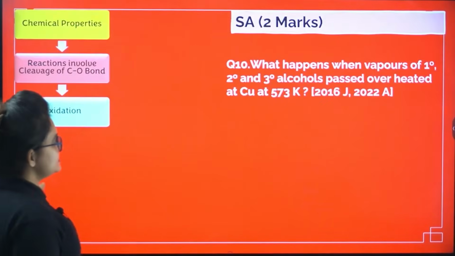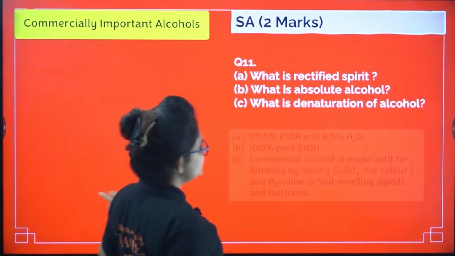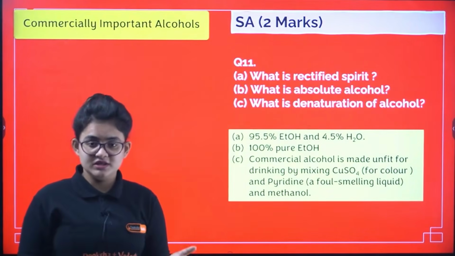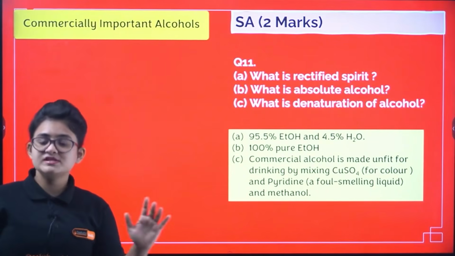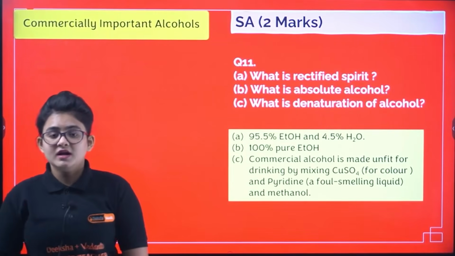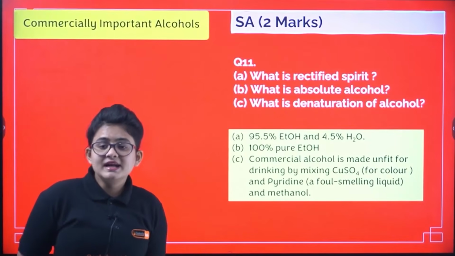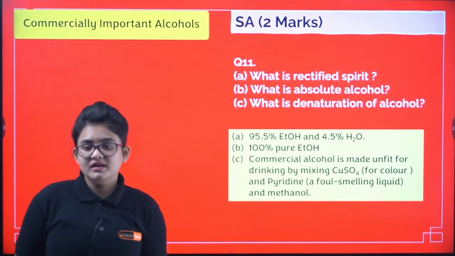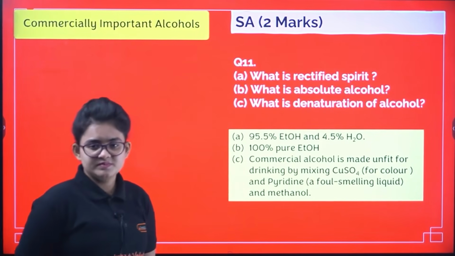Okay, what is rectified spirit, what is absolute alcohol, and what is denaturation? Rectified spirit, you know the formula, is 95.5% pure ethanol. Absolute alcohol is 100% pure ethanol. Denaturation of alcohol: commercial alcohol is mixed with something like CuSO4 and pyridine for a bad smell, to make it unfit for drinking. This phenomenon is called denaturation of alcohol.